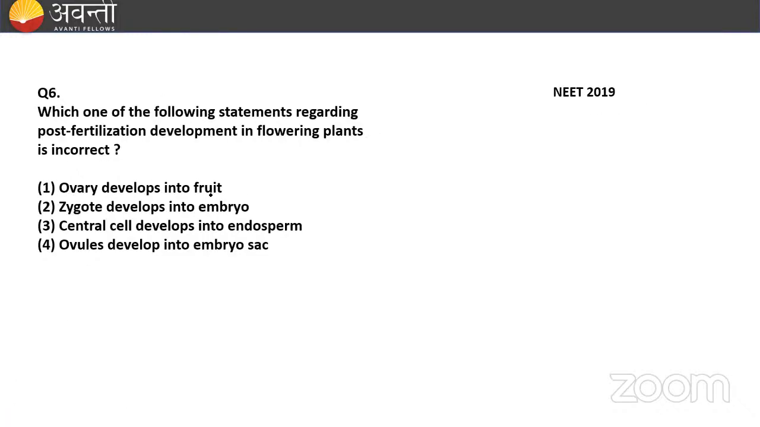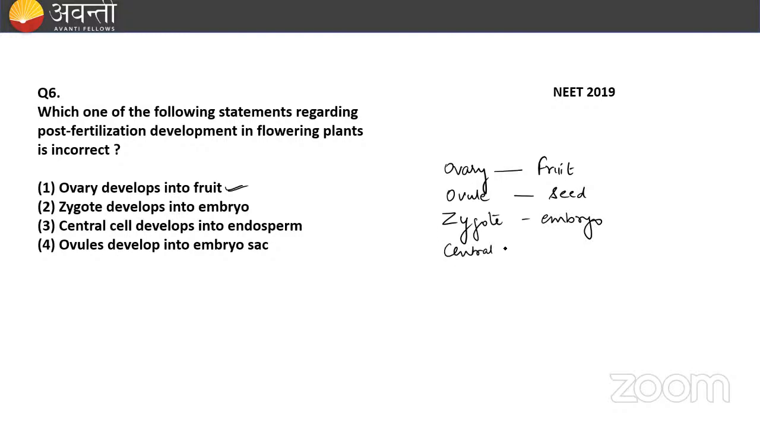First option says that the ovary develops into fruit. Absolutely correct. After fertilization, ovary develops into fruit. Ovule develops into seed. Zygote develops into embryo. Central cell develops into endosperm.